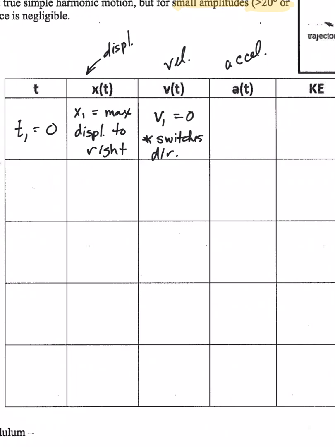Now, the acceleration. What's acting on this thing? Gravity. And it's at its maximum, isn't it? Okay, so it's going to be acting right here. So this is the max, and it is to the left. If this thing is displaced to the right, what direction does it want to go? It wants to go to the left, doesn't it? So that's the direction the acceleration is in.